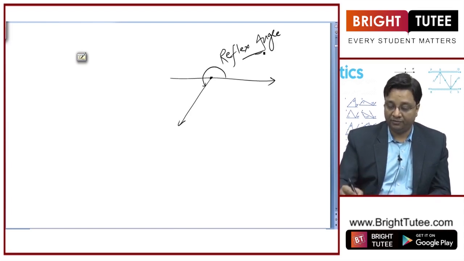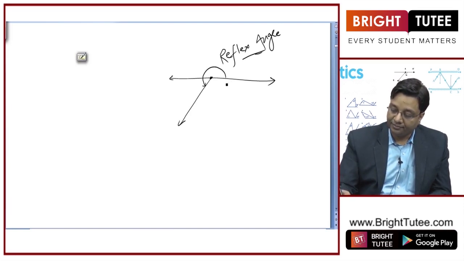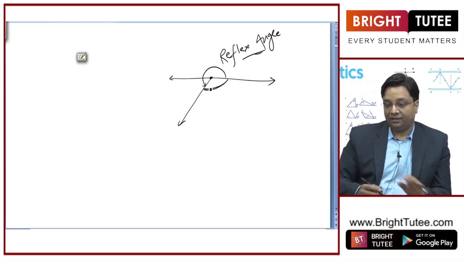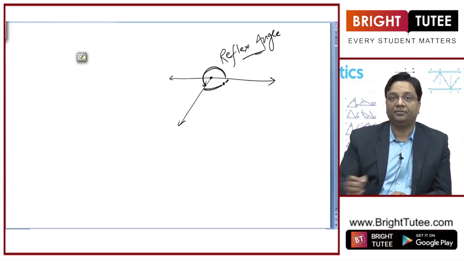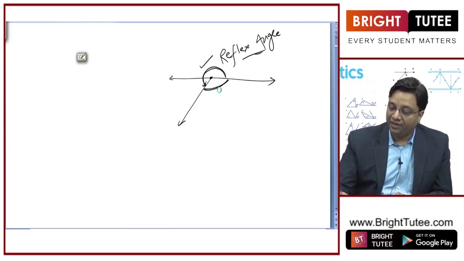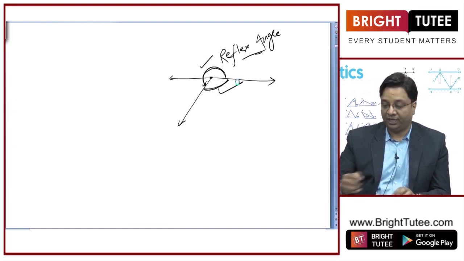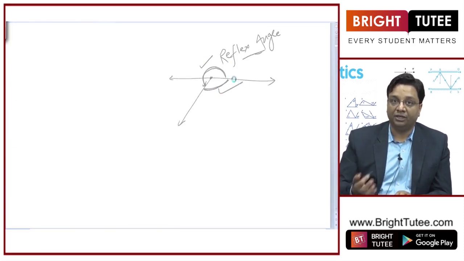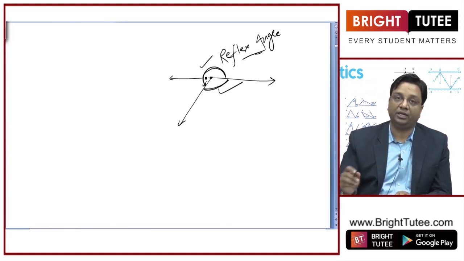Now, this angle is more than 180 degrees, right? And if you notice, there is another angle here. This angle is lesser than 180 degrees, and it is known as the reflex of the other angle. So, if we are supposed to calculate the reflex of an angle, this is what we need to calculate.